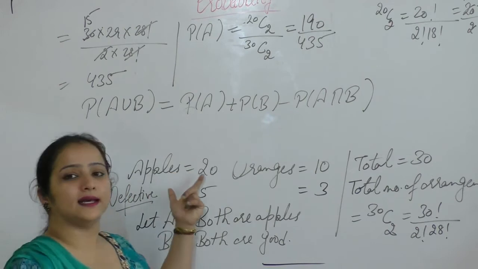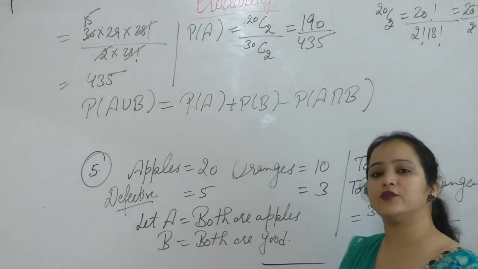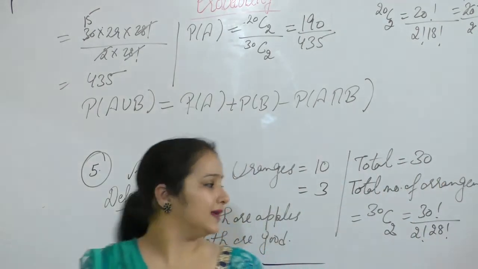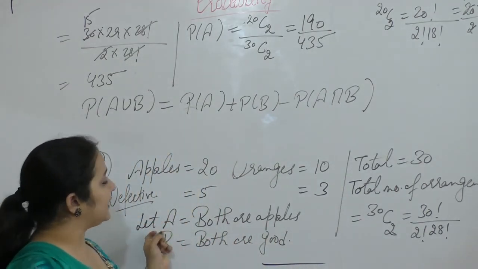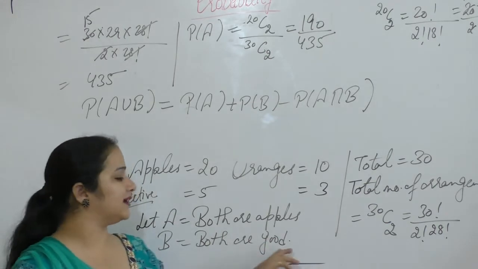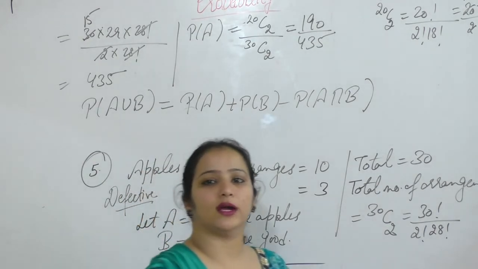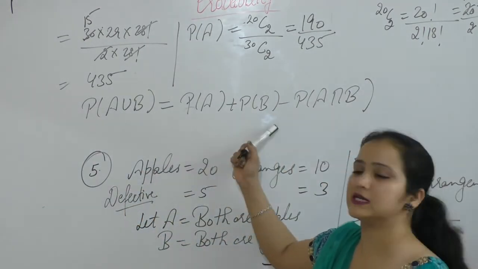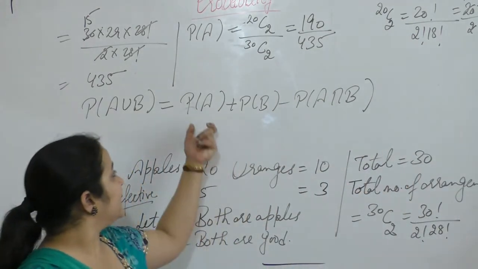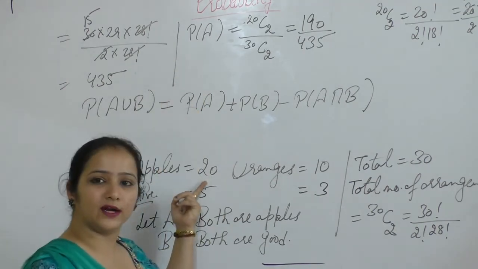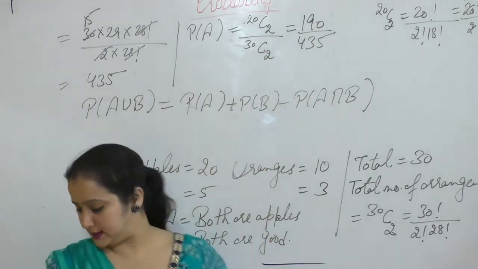What we have done here: there are 20 apples and 10 oranges, so the total number of items is 30. We have to select 2 items which are either both apples or both good. We take A as the event that both are apples and B as the event that both are good. Now we want to find probability A union B. We have the formula for this: probability A plus probability B minus probability A intersection B. Probability A is both are apples. Since we have 20 apples and we have to select 2, it is 20C2 upon 30C2.